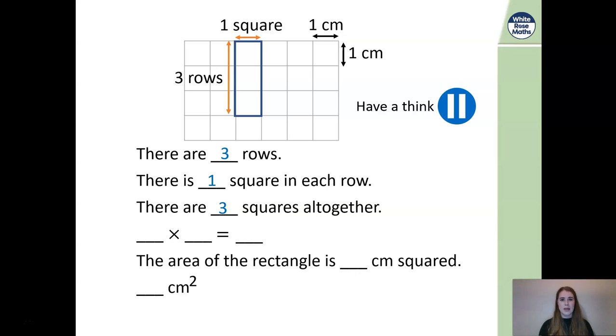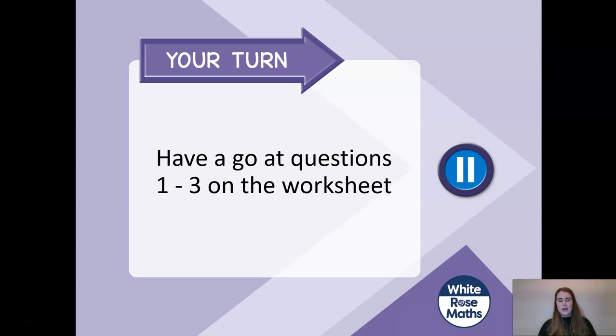So our multiplication number sentence is going to be 3 multiplied by 1, which gives us 3. Equally, it could be 1 multiplied by 3, which will also give us the same answer. Therefore, the area of this rectangle is 3 centimetres squared, but we need to write that in its correct form. Therefore, we write 3 centimetres squared. You should now have all the information to be able to have a go at doing questions 1 to 3 on your worksheet.